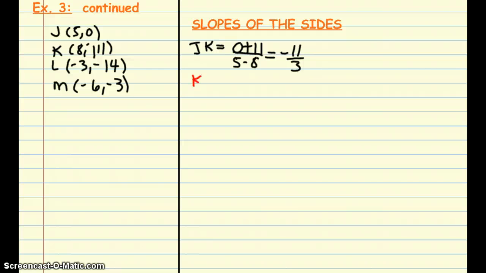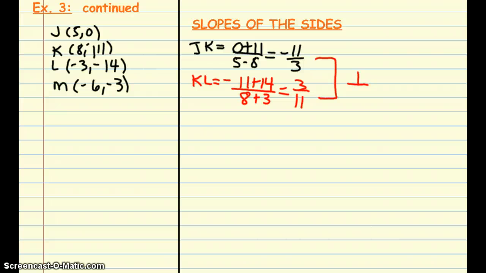Then I'm going to do KL, negative 11 plus 14 over 8 plus 3. This is going to turn into 3/11. Well, what do you notice about those 2 slopes that we have? They are opposite reciprocals, so that makes these 2 sides perpendicular to each other, which is a good indicator that this might turn into a square. Again, opposite reciprocals, one's positive, one's negative, and then you flip it over.